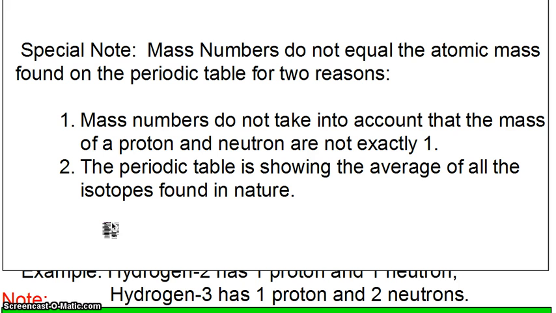One note is that people are always tempted to grab the masses for the symbols off the periodic table because the periodic table does have an atomic mass listed. However, this is not the mass that would ever go on a symbol. The masses on the periodic table take into account the fact that the protons and neutrons do not have a mass of exactly 1 AMU. They also take into account the fact that they are showing the average of all the isotopes that are available in nature and not just a single isotope.